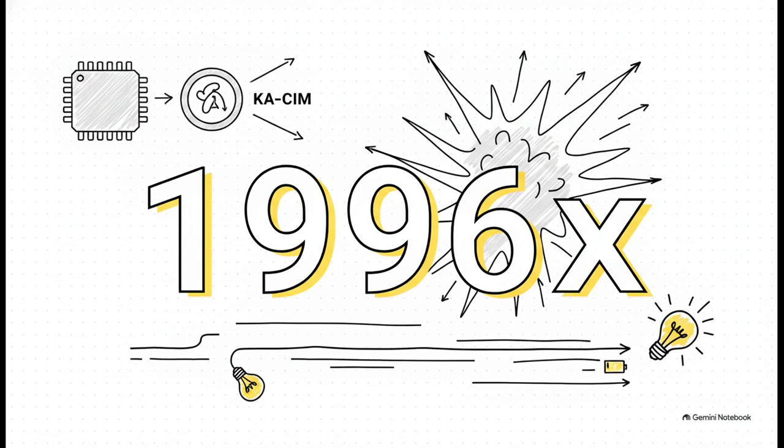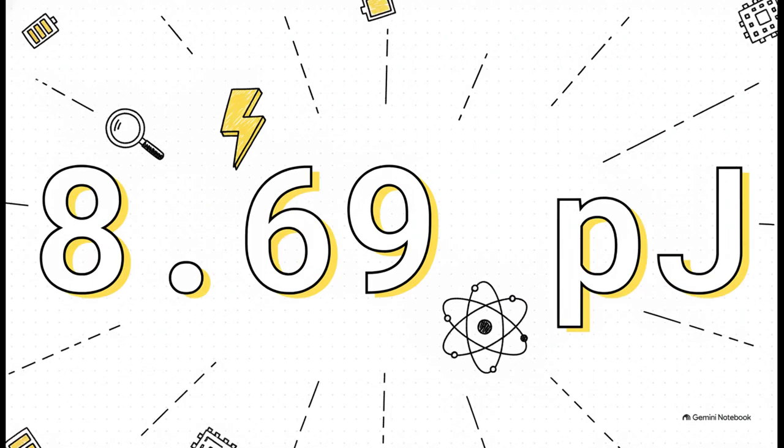Let me just repeat that for a second. Nearly a 2,000-fold improvement in combined speed and energy efficiency. It is mind-blowing. It also vastly outperforms other custom processing units designed for similar tasks. And if you want to look at the raw energy consumption, the system requires just 8.69 picojoules to evaluate a single CAN function. Now, to put that into perspective, a picojoule is 1/trillionth of a joule.